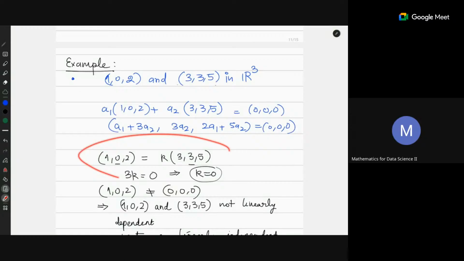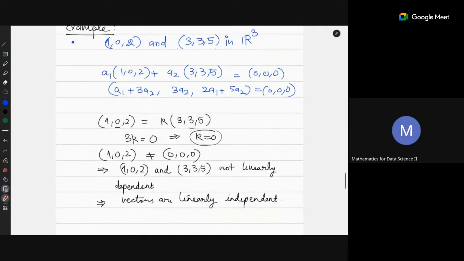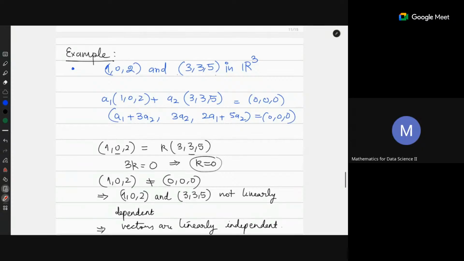Because if they are multiples of each other, that means there is some k, you can express it in this way, which will force that k has to be 0 in this case. This is the computation that you are doing. You are not doing the full linear computation, but you are doing a smaller computation. But this is only applicable when you have two vectors.